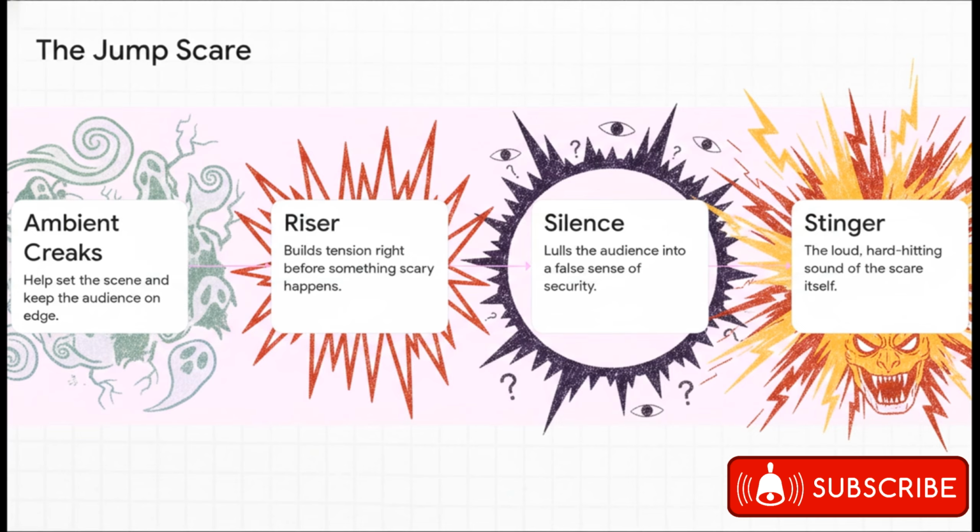You start with step 1, layering in those ambient creaks, wind, or whispers to set a super creepy scene. Then you hit step 2, the riser. That's that screeching string or reverse reverb effect that builds tension and puts your nervous system on high alert. But here is the absolutely crucial element. Step 3, those few seconds of dead silence. This void is specifically designed to lull you into a false sense of security right before step 4, the loud, hard-hitting stinger of the jump scare itself. The silence is literally what makes the scare work.